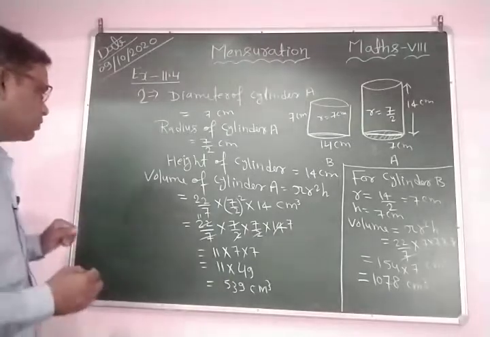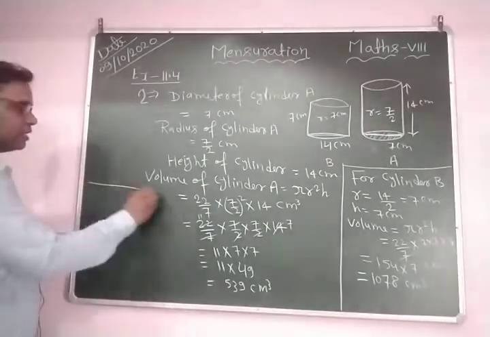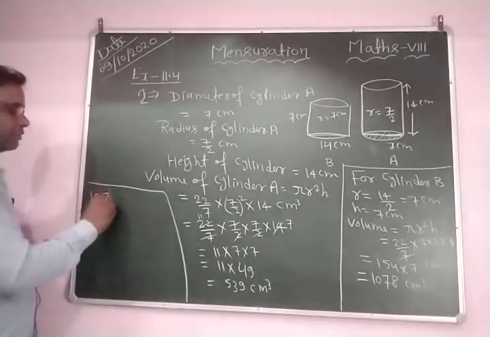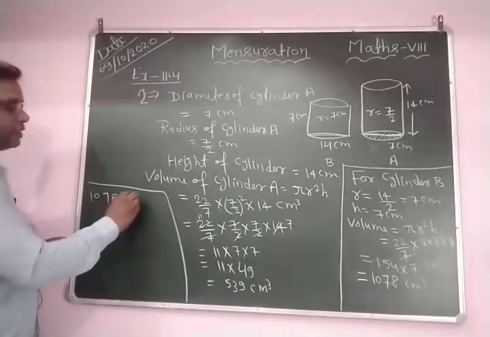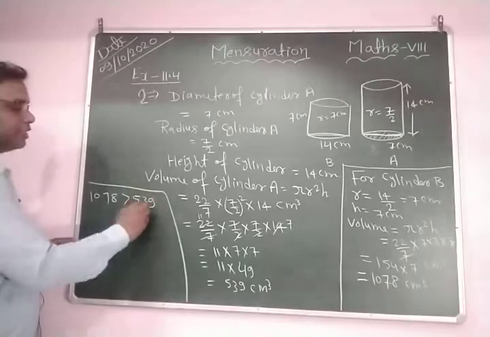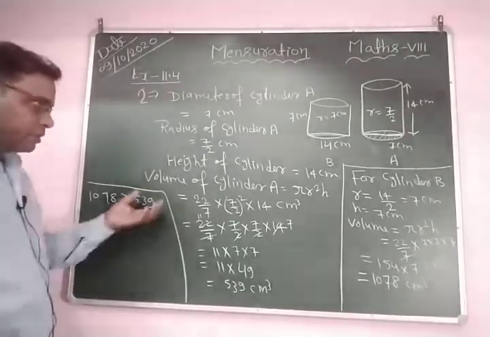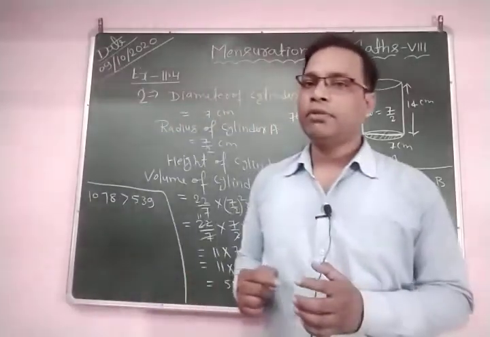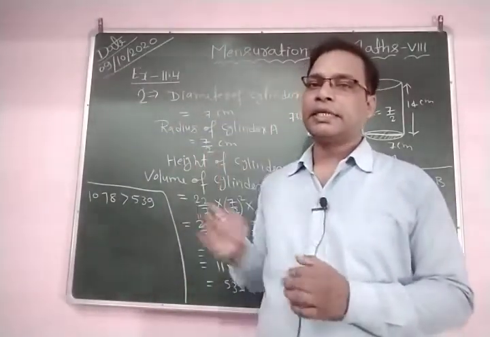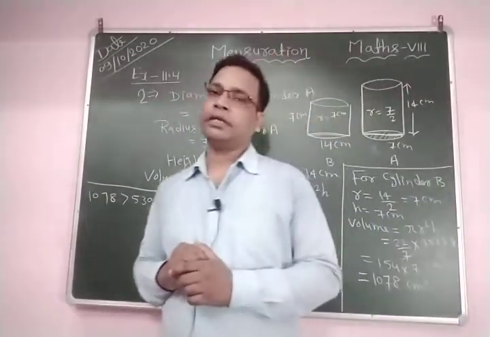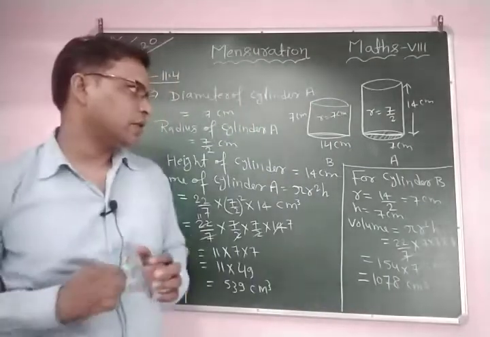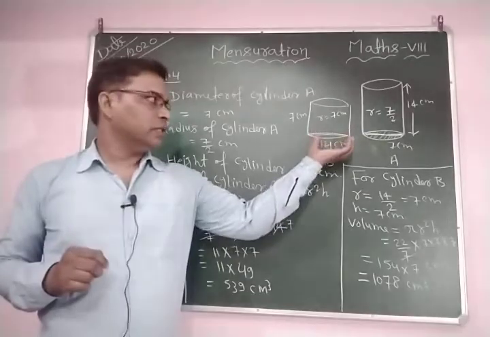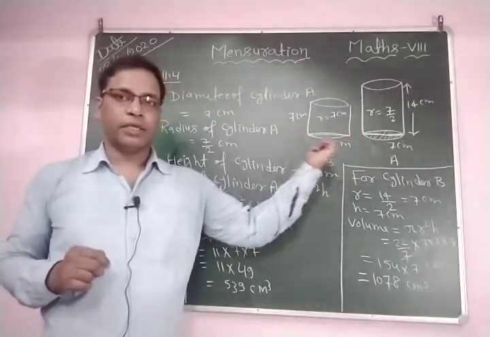Okay, so what you can see here is that 1078 is greater than 539. So from your discussion you can say that the volume of cylinder B is greater than the volume of cylinder A. I hope all of you understood how to compare the volume of both cylinders, cylinder A and cylinder B.